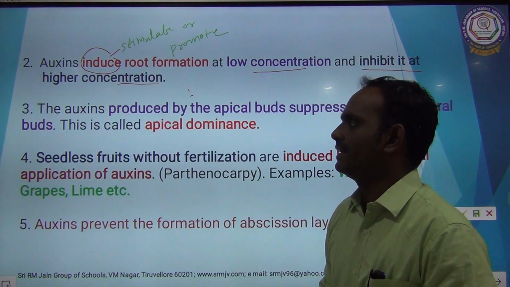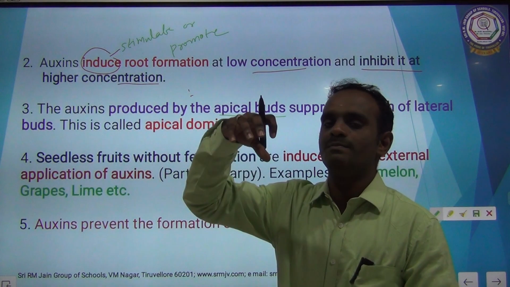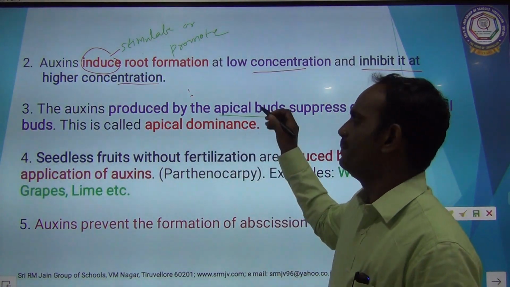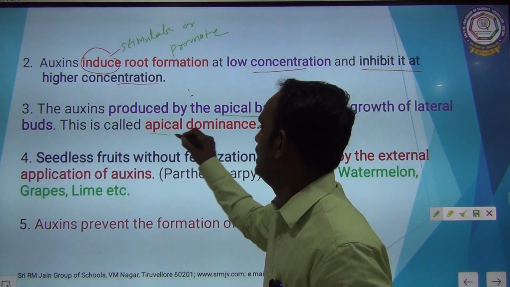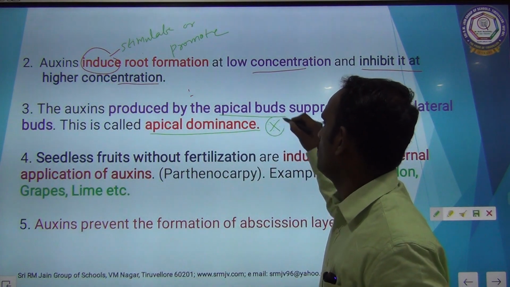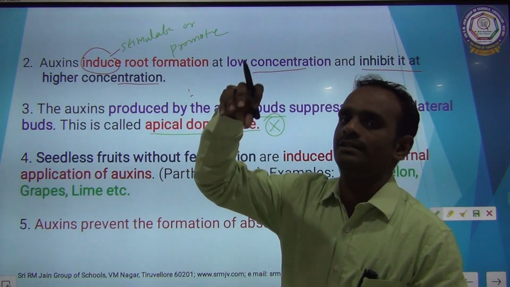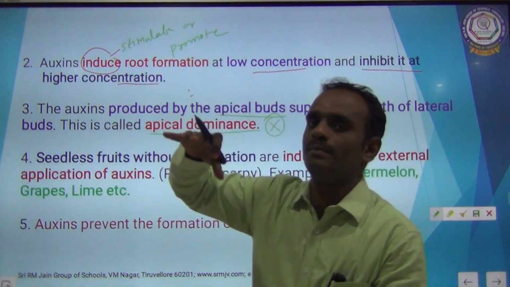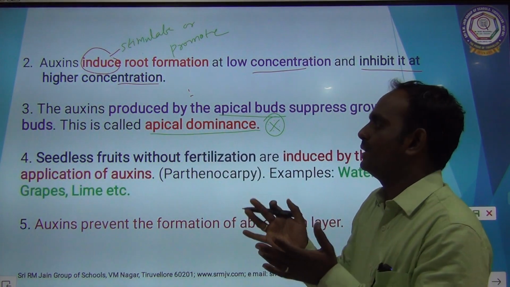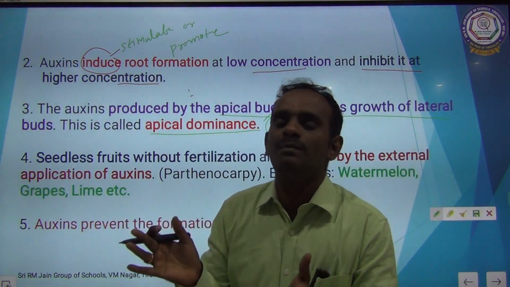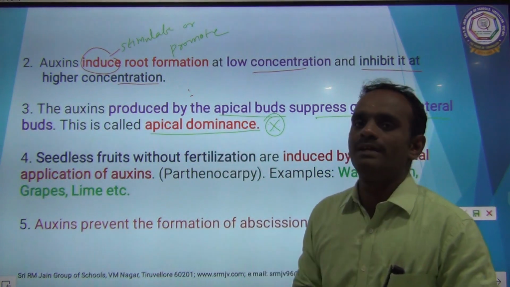Clear? A third physiological effect, auxins produced by the apical buds. Apical buds, apex means at the top. Auxin produced by apical buds suppresses the growth of the lateral buds. This is called apical dominance. It is very important, a 2 mark question. What is apical dominance? The auxins produced at the tip dominate the entire plant. The auxins produced by the apical bud suppress the growth of the lateral buds. That is called apical dominance.